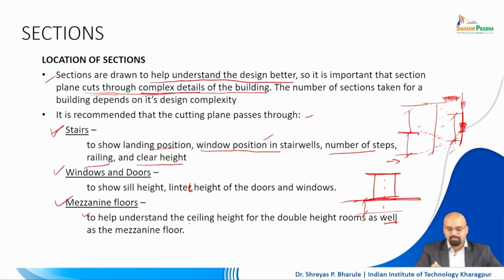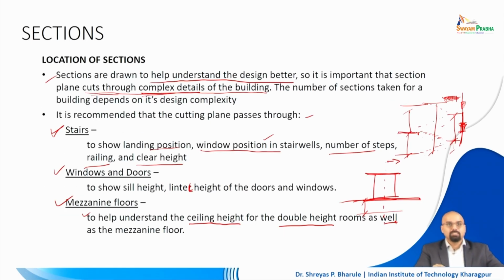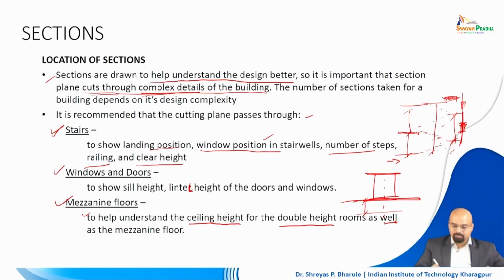So it helps to understand the ceiling height for a double heighted structure, for a double heighted room, as well as the mezzanine floor, right? So it's very critical. So these 3 things are very important through which it should pass ideally, right? Along with that, you may also consider passing it through the toilet or bathroom.